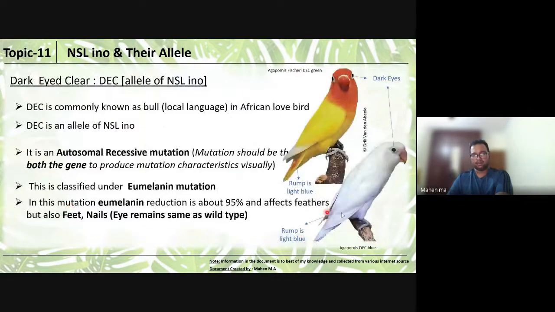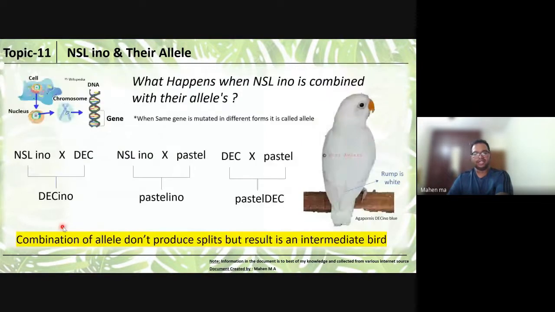In deck there is blue, and the NSL is a completely white bird. So when you compare these two, you will get an intermediate bird between these two where there will be a reduced white color. This is actually a decino bird. So you can see that the blue colors have reduced. The rump is also not blue in this case. So it almost looks like an INO bird, but the eyes are red.